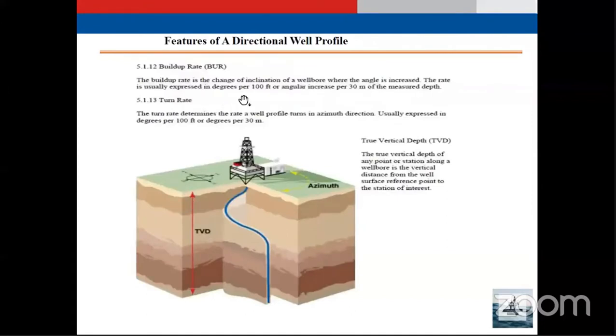Also, another feature of directional drilling is called build-up rate. What is the build-up rate? When I increase the angle, I increase the inclination of the wellbore at a rate. We express the rate as degrees per 100 feet, or if I deal with metric units, degrees per 30 meters of measured depth. So the build-up rate is the rate at which the angle increases. If the build-up rate is 5 degrees per 100 feet, it means every 100 feet I increase the angle by 5 degrees. So at 100 feet the angle is 5, and if I reach 200 feet, the angle will be 10.